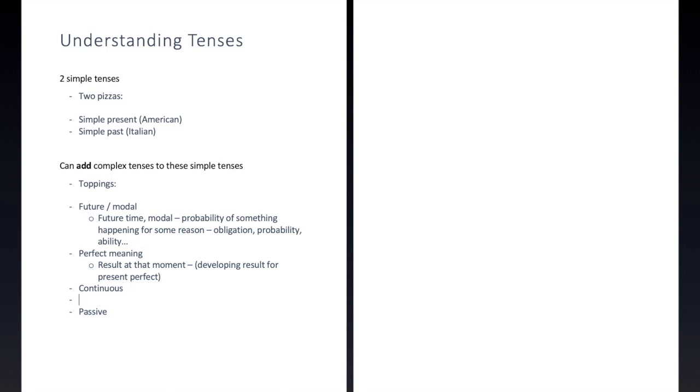Again, watch the video if that isn't totally clear to you. That's not the point of what we're doing now. So continuous means the activity of the verb is temporary. And the passive just means that the object is placed before the verb. Instead of saying he kicked the ball, we say the ball was kicked.